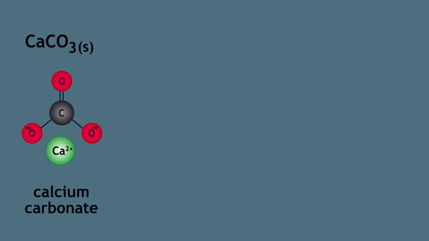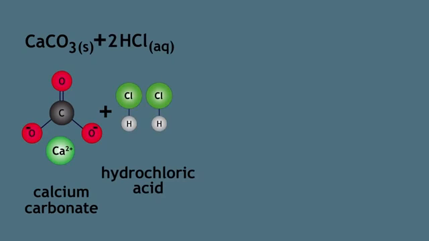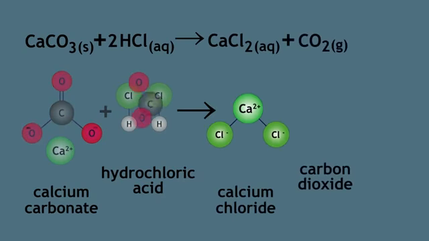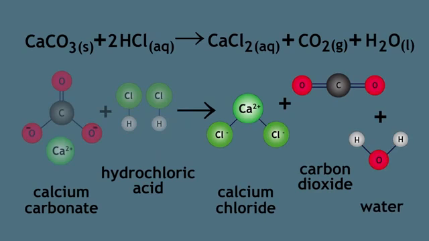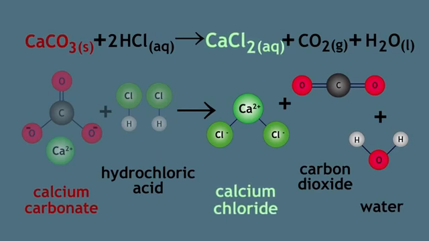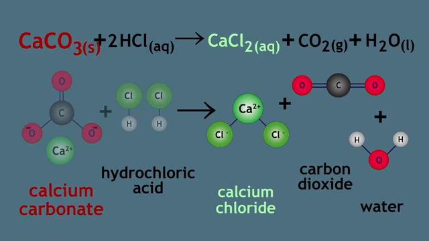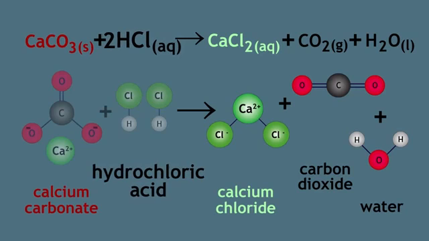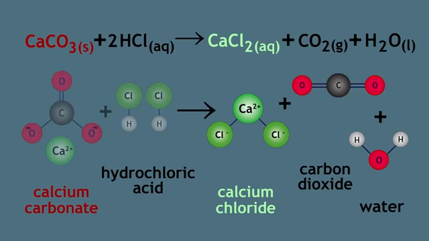Calcium carbonate reacts with hydrochloric acid to give calcium chloride, carbon dioxide, and water. So calcium carbonate appears to dissolve, but calcium chloride has been formed and it is soluble in water. Note that in this reaction and in the acid rain example in the introduction, calcium carbonate reacted with acid to give carbon dioxide and water.